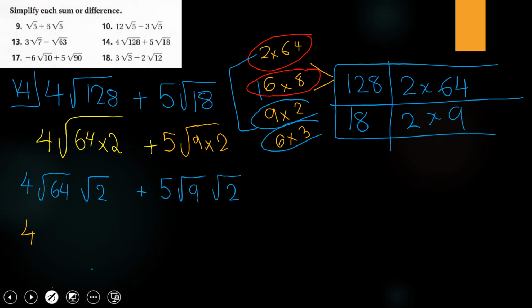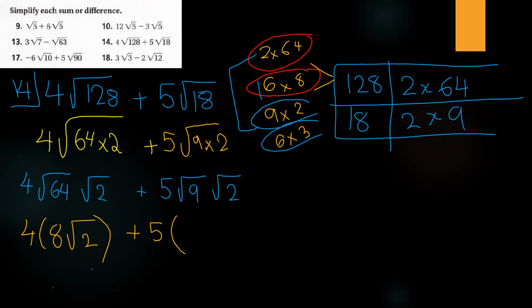What is the square root of 64? 8. 8, exactly. Square root of 2 plus 5. What is the square root of 9? Sorry, it's 3. So 3 square root of 2.